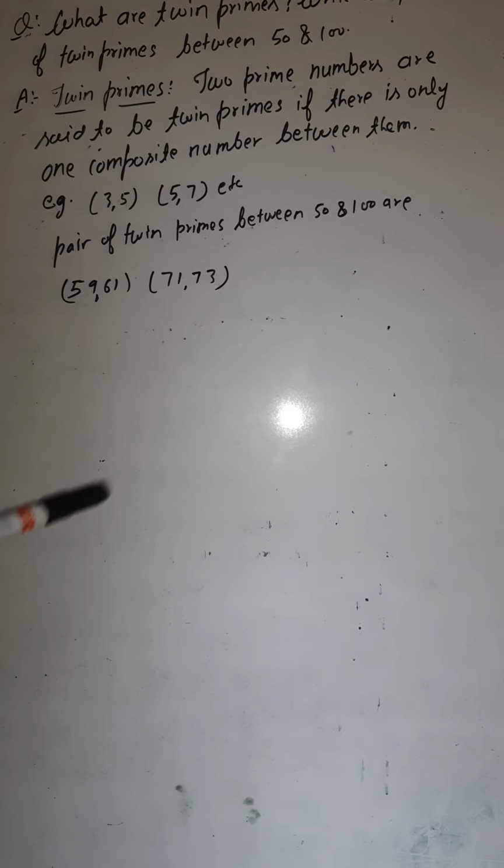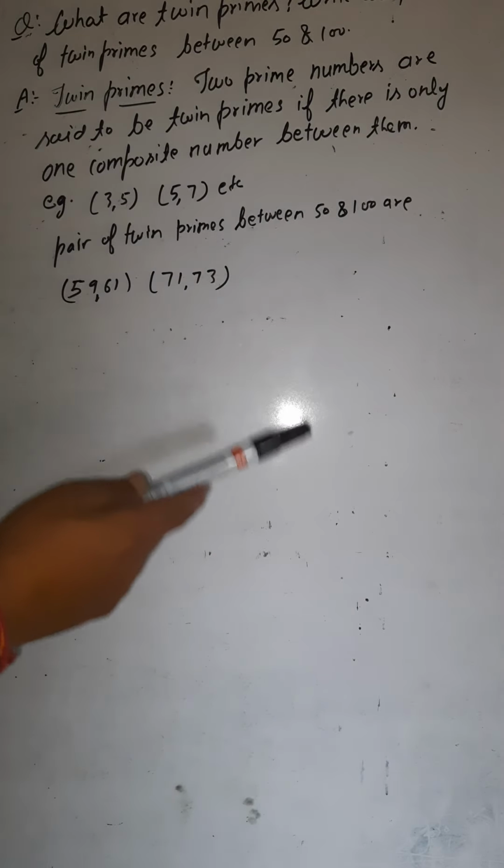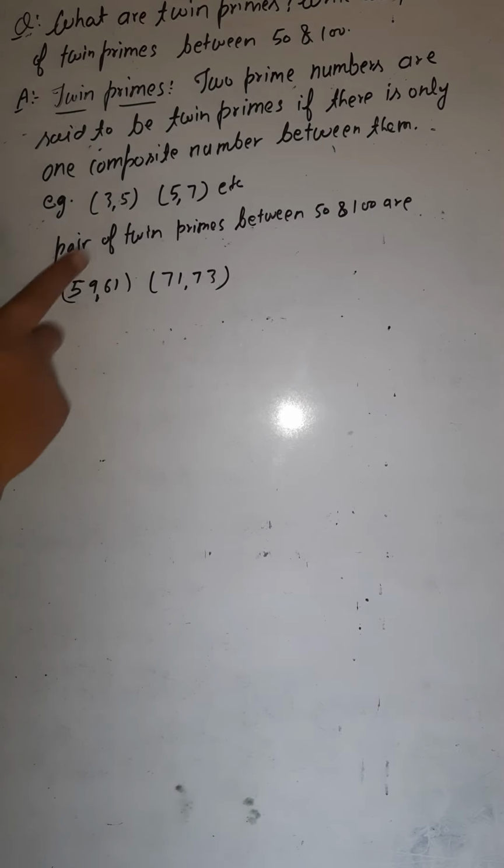Now you have to write all the pairs of twin primes between 50 and 100. So between 50 and 100, there are only two sets of twin primes, that is 59 and 61, and 71 and 73. The rest are not sets of twin primes. Only two sets of twin primes are there between 50 and 100, that is 59 and 61 and 71 and 73. Can you tell me any other number also?